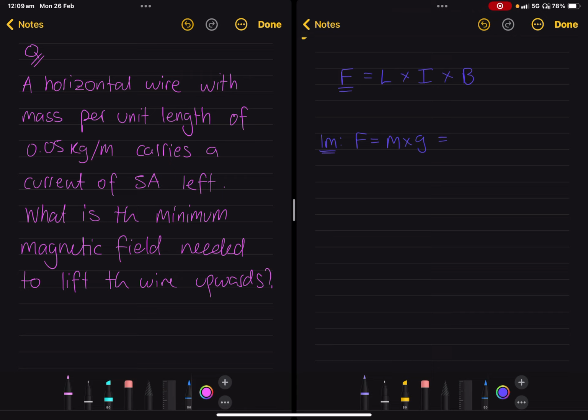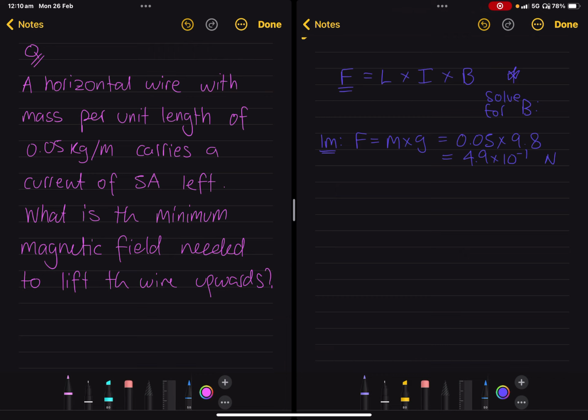So this is going to be 0.05 multiplied by about 9.8. So 0.05 times 9.8 gives me 4.9 times 10 to the minus 1, and this is newtons. So this is going to be the magnitude of the force. So we need to solve for the field strength B.